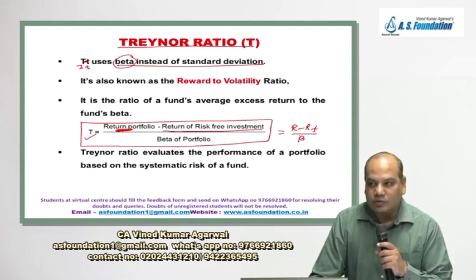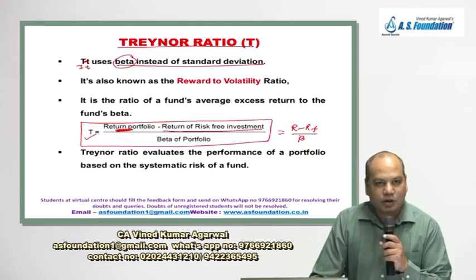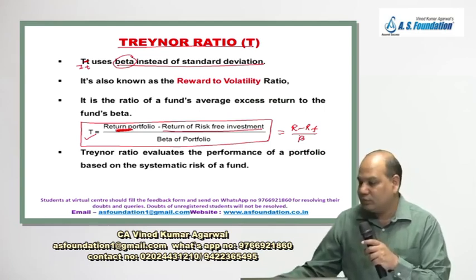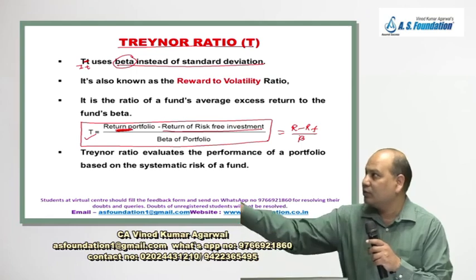So where is the difference? Standard deviation is used as a measure of risk in case of Sharpe ratio. Beta is used as a measure of risk in case of Treynor ratio. Is it right?